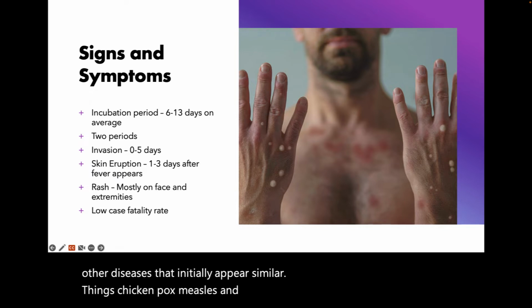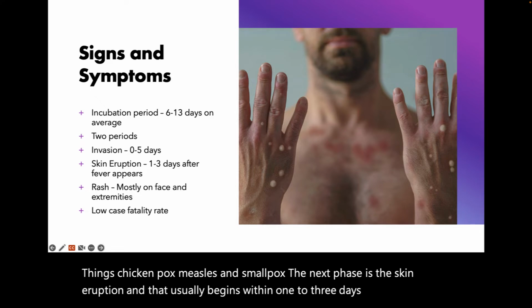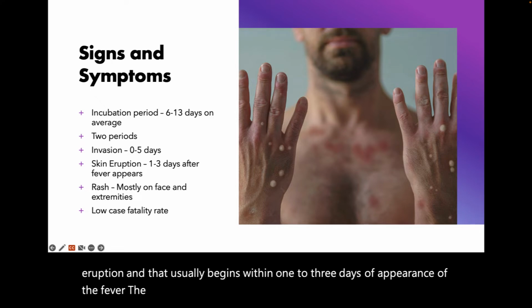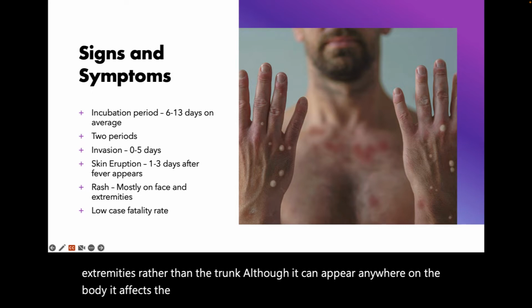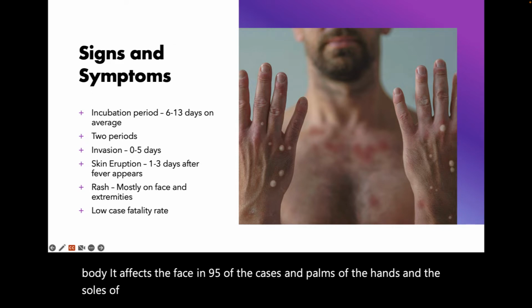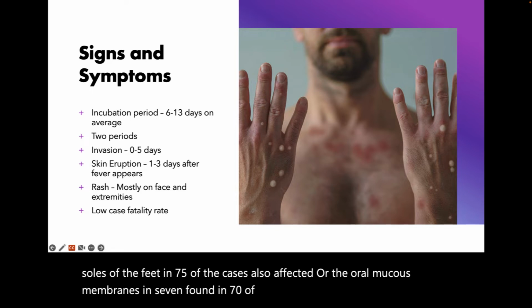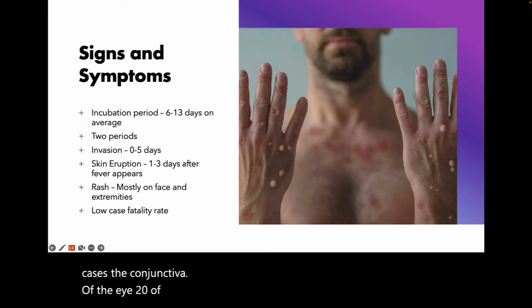The next phase is the skin eruption, and that usually begins within 1 to 3 days of appearance of the fever. The rash tends to be more concentrated on the face and extremities rather than the trunk, although it can appear anywhere on the body. It affects the face in 95% of the cases and palms of the hands and the soles of the feet in 75% of the cases. Also affected are the oral mucous membranes, found in 70% of the cases, the genitalia, 30% of the cases, the conjunctiva of the eye, 20% of the cases, as well as the cornea.